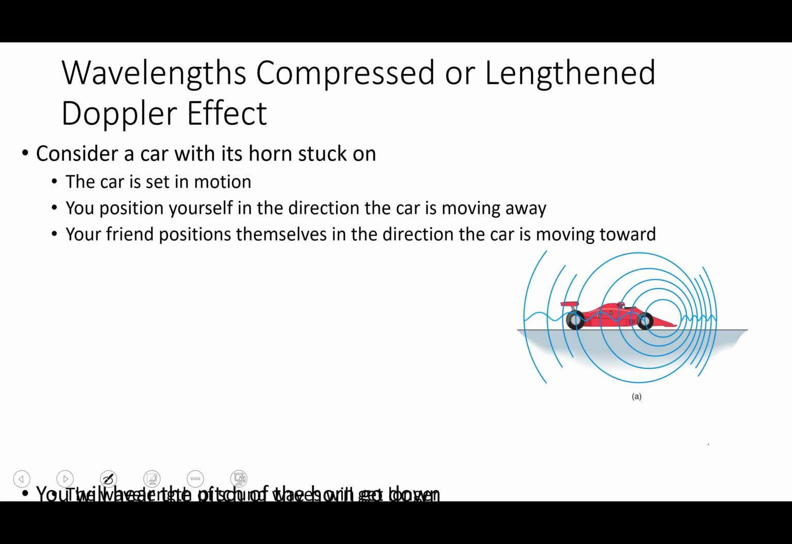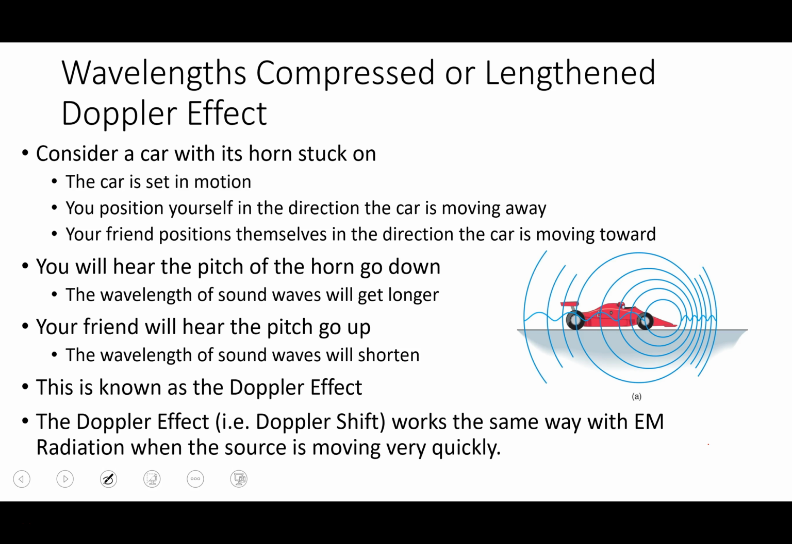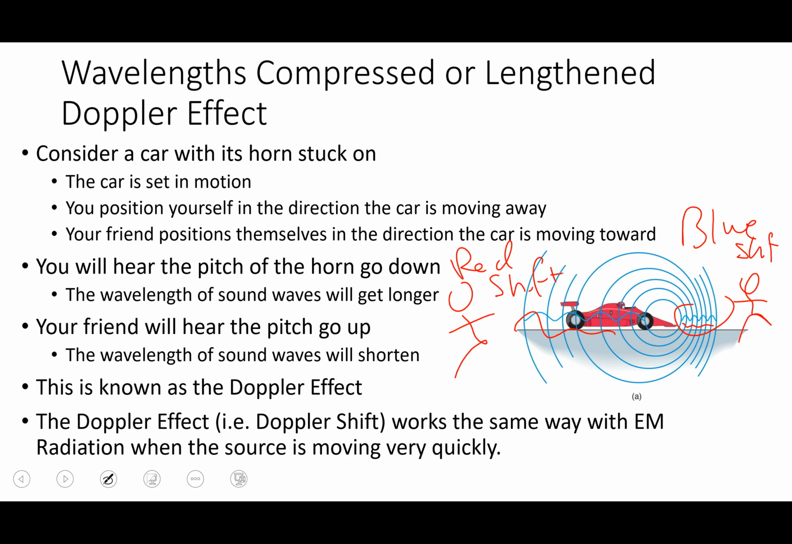Okay, we're getting down to the end. The Doppler effect. We have this car that's moving. If you're over here, can you see where the waves are squished together? That's what we call a blue shift, and you're going to hear the pitch go up. If you are over here, the wavelengths are going to be longer. We call that the red shift, and your pitch is going to go down. So pitch would be higher here, and lower here.